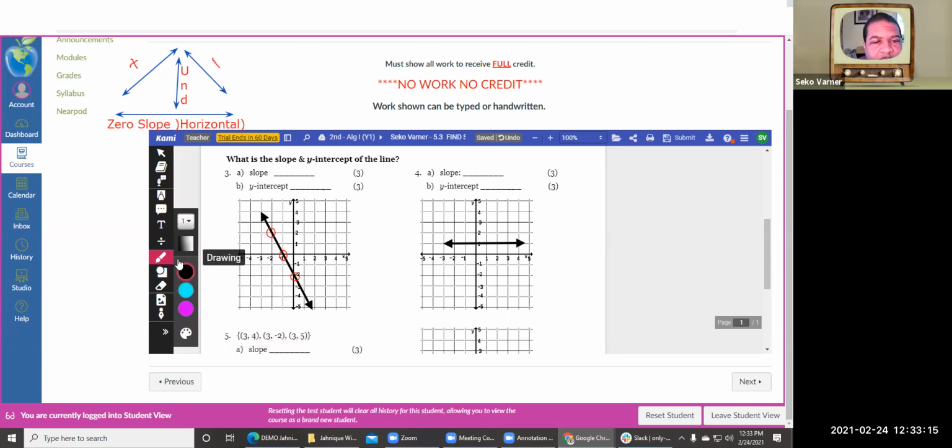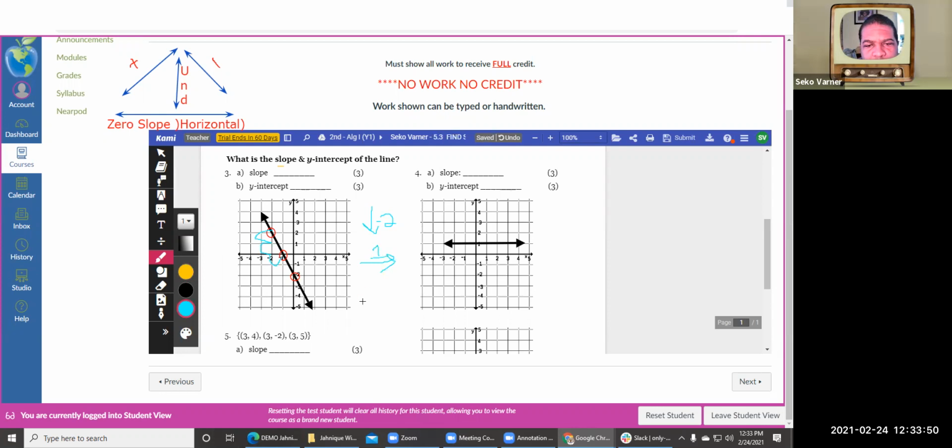And then what I need to do is count from this point to this point. Now it's a negative slope, so the first number on my fraction is going to be a negative number. So from this, let me see if I can get a better color. All right, go down one, two, and I go over one.